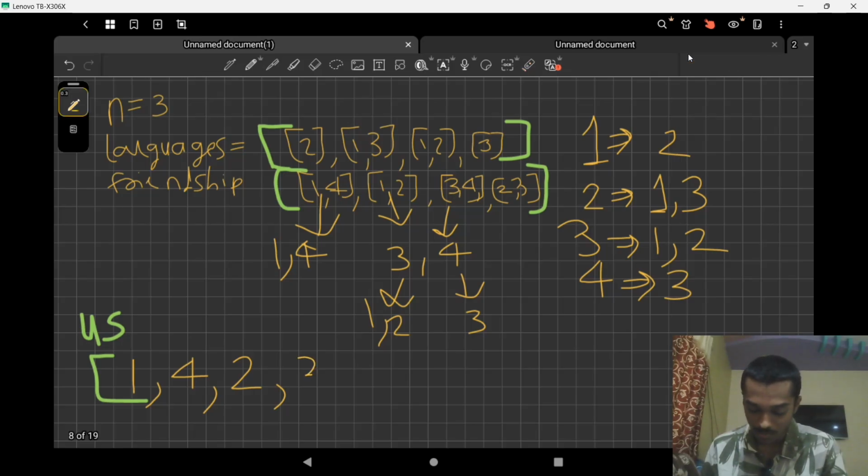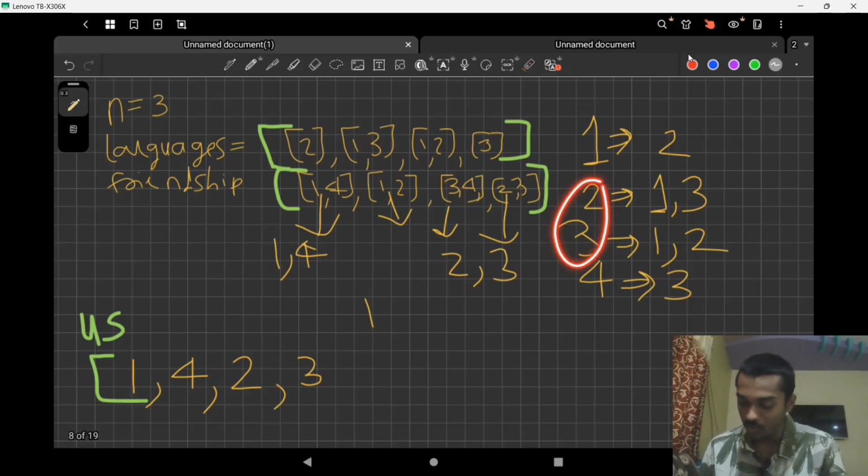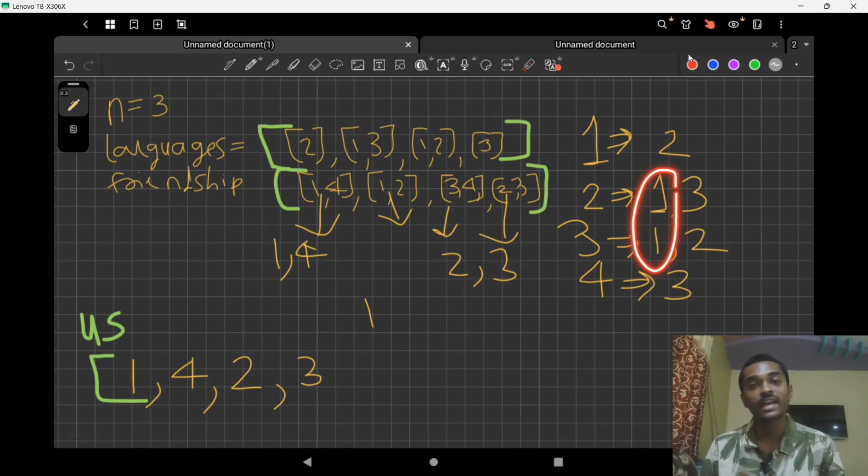So 3 and 4. Okay, 4 we already inserted. Now the next friendship is 2 and 3. User 2 knows languages 1 and 3, and user 3 knows languages 1 and 2, so there is a common language, which is 1, so they can communicate with each other. Okay, so they are satisfied users.